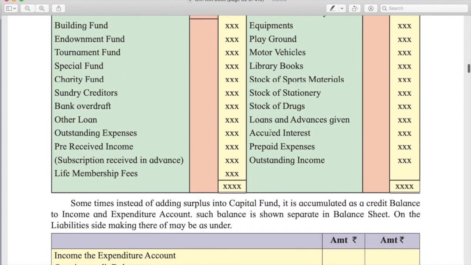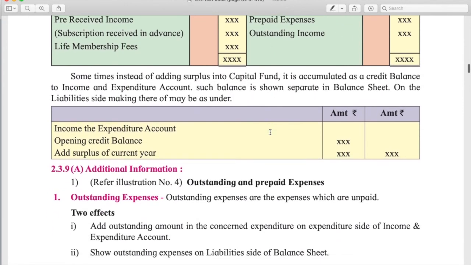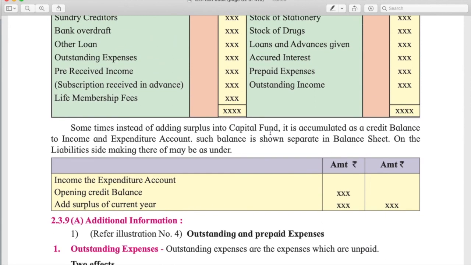Okay, I hope यहाँ तक आपको clear हुआ होगा. Now in the next class, we'll do the different adjustments of not-for-profit concern with the help of these small practical questions. So you will understand it in a better way.